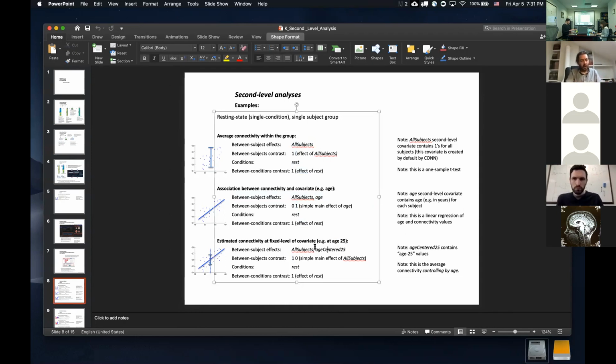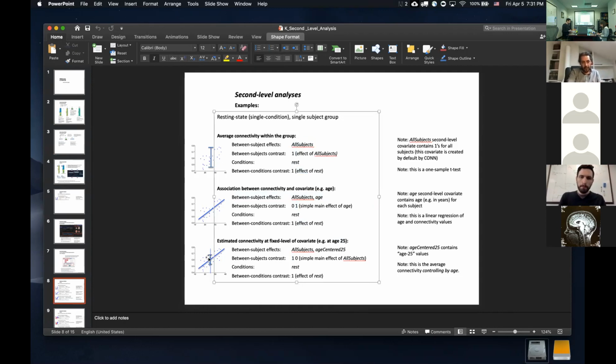So how do you do that? You compute the average age for your subjects and you subtract that from your age variable, and that's what people typically refer to as centering that variable. So you do that when you want to ask the question of what is the average activation at that average age level.